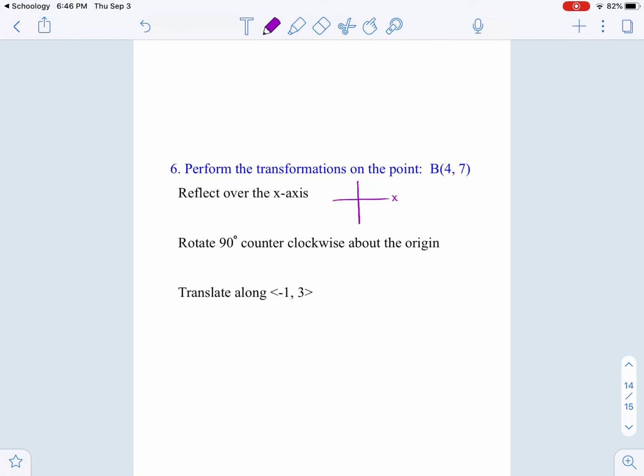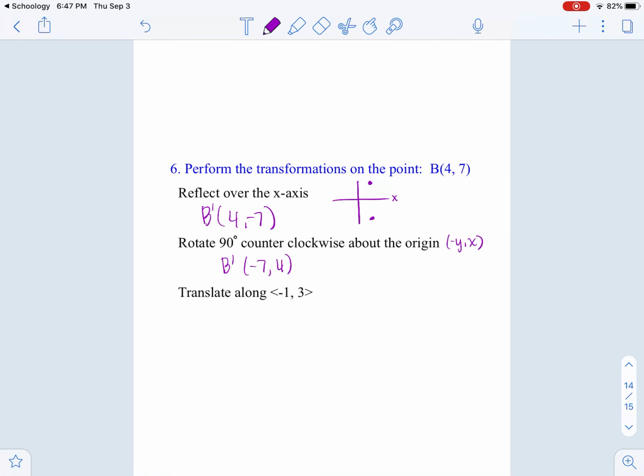Reflect over the x-axis. Once again, if you need a sketch, here's the x-axis. The point 4, 7 would be like here. So over the x-axis is down here. So it's still right 4, but it's down 7. This was B prime. Rotate 90 degrees counterclockwise about the origin. Remember, counterclockwise is -y, x. So -y is -7, x is 4.